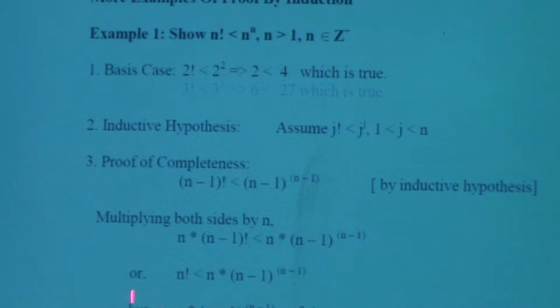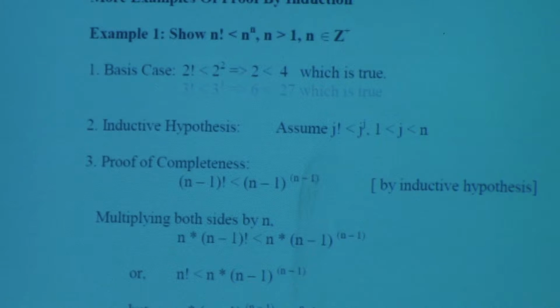Now, of course, n times n minus 1 factorial becomes n factorial, which is very good because n factorial is exactly what we have on the left-hand side of our proof. However, the right side is not exactly what we have in our proof. The right side looks like n times n minus 1 to the n minus 1.